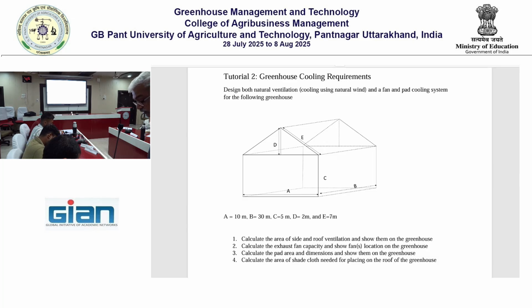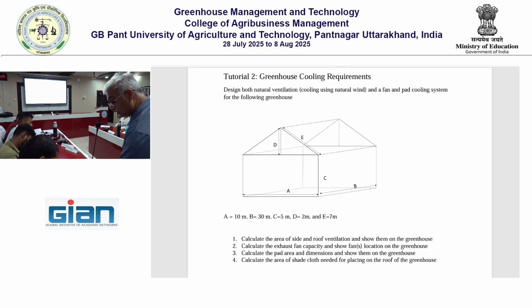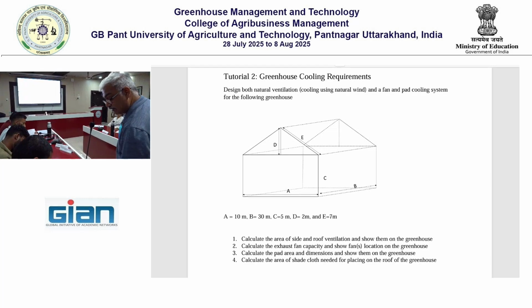Now I want you to draw this. Where do you put that 45 meter square? If it is 45 meter square, half of that should go on the left side, half of that area should go on the right side, right? So you have to put that ventilation.